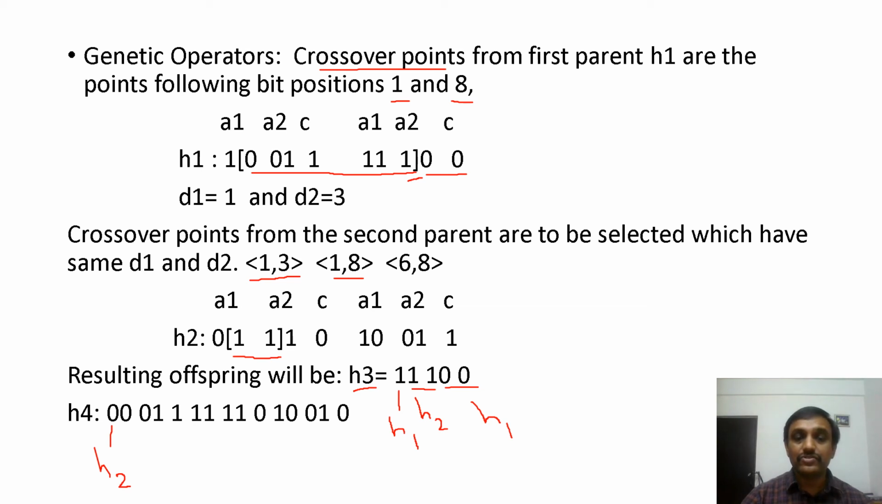So here this 1 1 mask, we have to replace with the H1 crossover point area. That is, up to this point, these ones we are taking from H1, and the remaining ones are from H2. Like that you can develop offsprings from the parents by using the crossover operator.